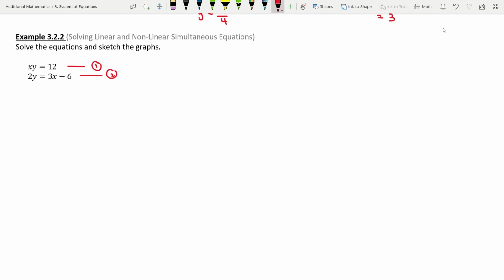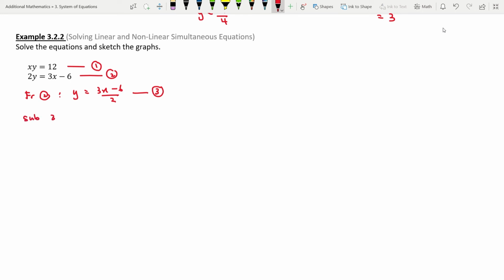Since we will be using the substitution method, we need to make one of the variables our subject. For this example, I will make the y variable in equation 2 our subject. From equation 2, y is equal to (3x minus 6) over 2. We let it be equation 3. Keep in mind, equation 3 and equation 2 are the same. Then we can proceed from here.